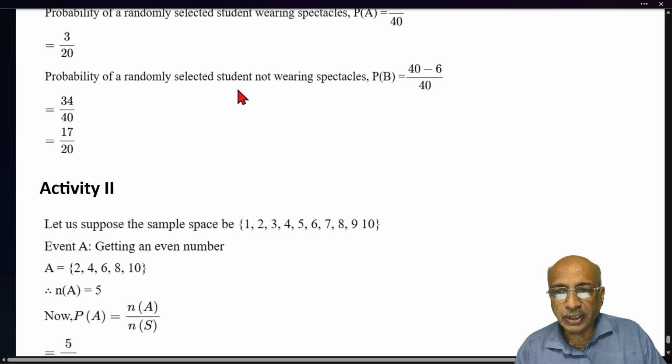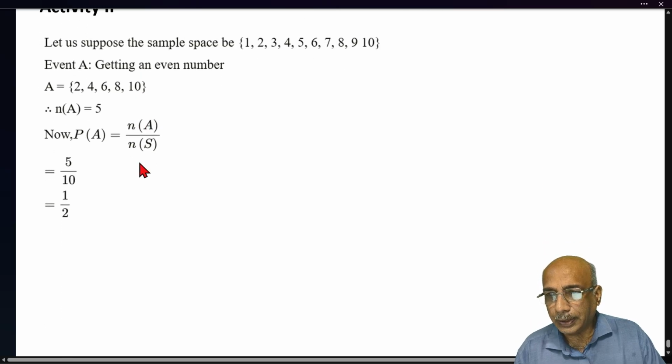Probability of a randomly selected student not wearing spectacles. So out of 40, minus 6, it will be 34 upon 40. So simplify it, it will be 17 by 20. Very simple example. Next activity given on the same page is there.